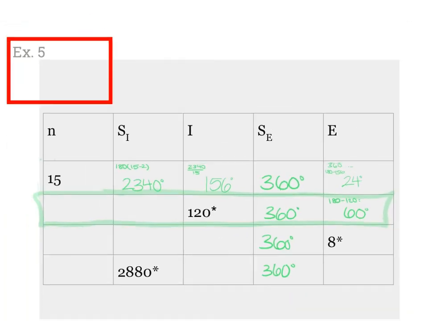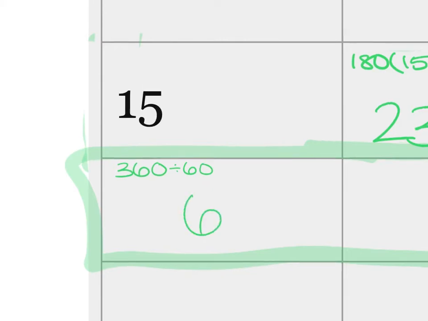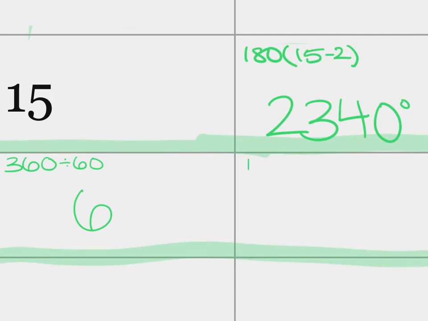Then I can take that 60 degrees, since my exterior angles add to 360, I can divide by 60 and get that the number of sides I have is 6. It's much easier now to take my 6 and solve for my interior angles. 6 minus 2 is 4. 4 times 180 is 720.